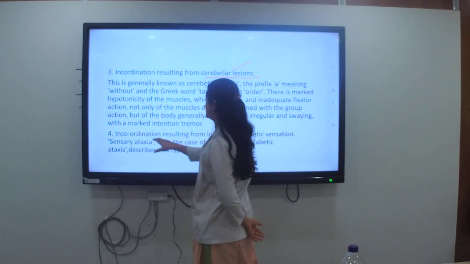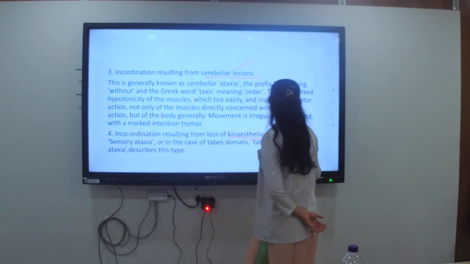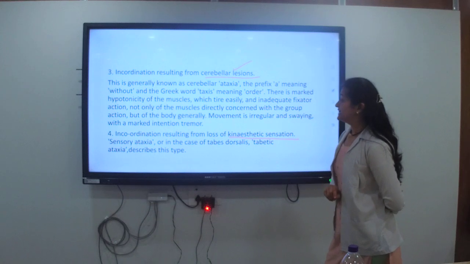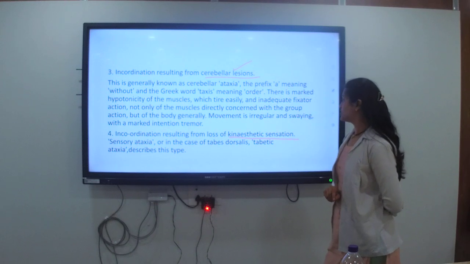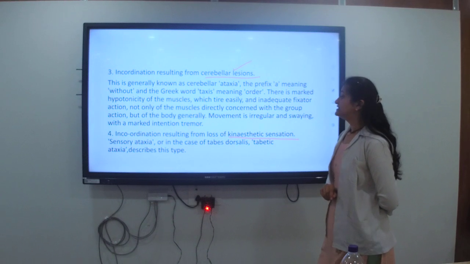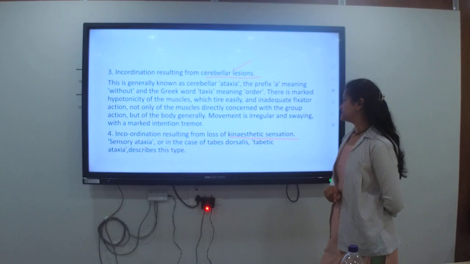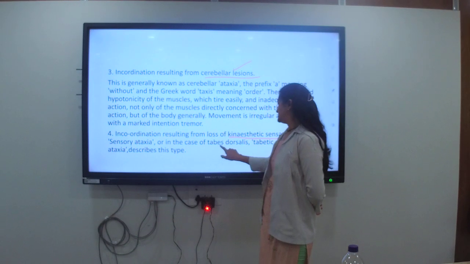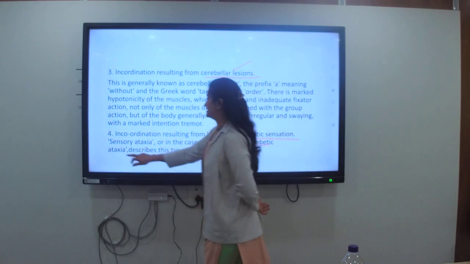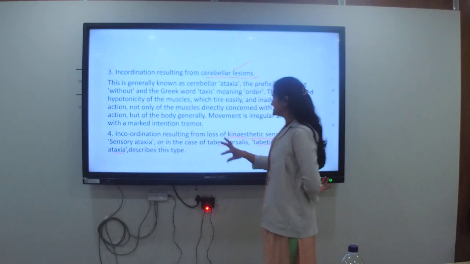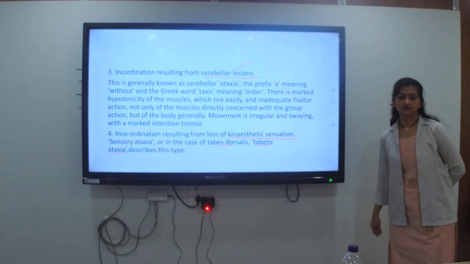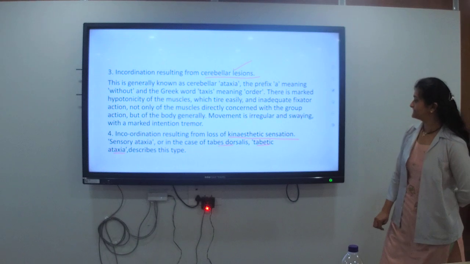And now the fourth we'll see, that is loss of kinesthetic sensation. Incoordination resulting from the loss of kinesthetic sensation is sensory ataxia, seen in conditions like tabes dorsalis or hepatic ataxia. In these conditions you can see incoordination is affected.